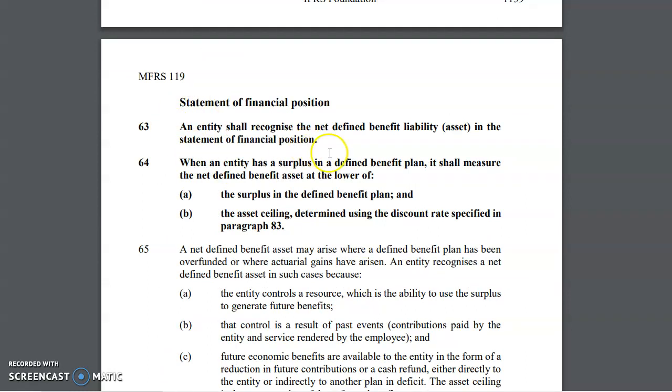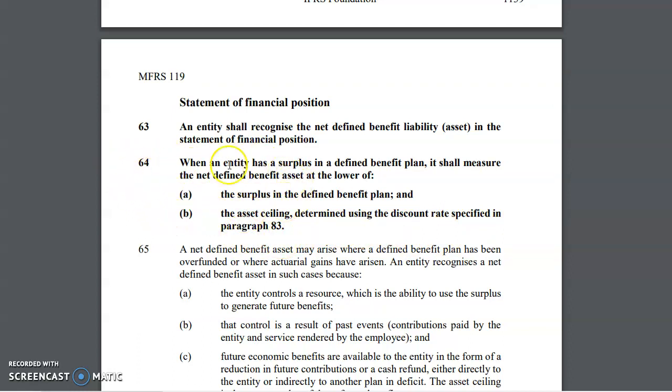Okay, this is in paragraph 63. What you need to do, you need to calculate defined benefit liability, or sometimes it will result in defined benefit asset. So when it results in defined benefit asset, as you can see in this paragraph 64, where the entity has a surplus, this defined benefit asset must be measured at the lower of A, the surplus in the defined benefit plan, or the asset ceiling determined using the discount rate specified in paragraph 83.